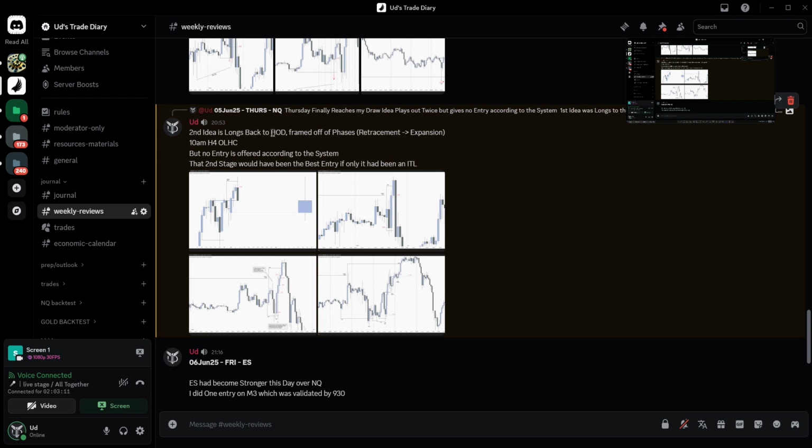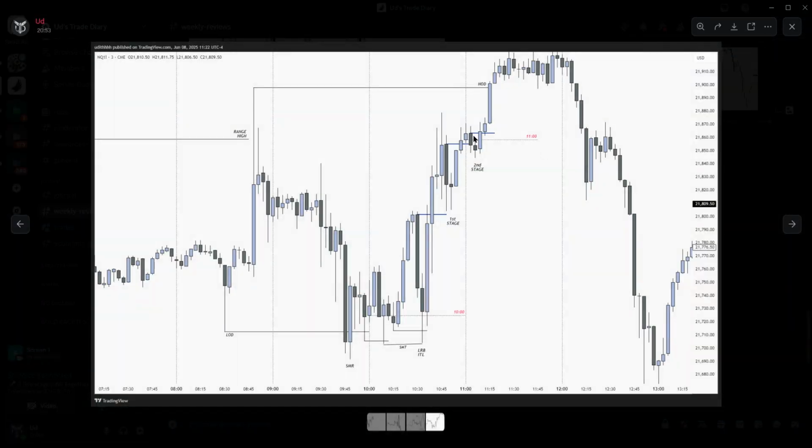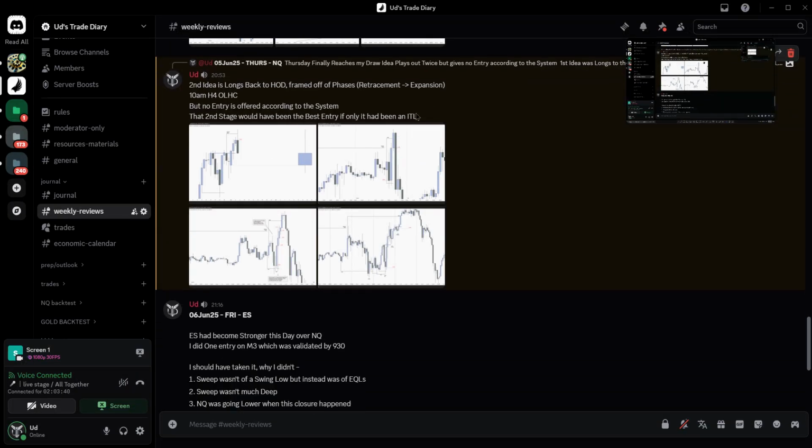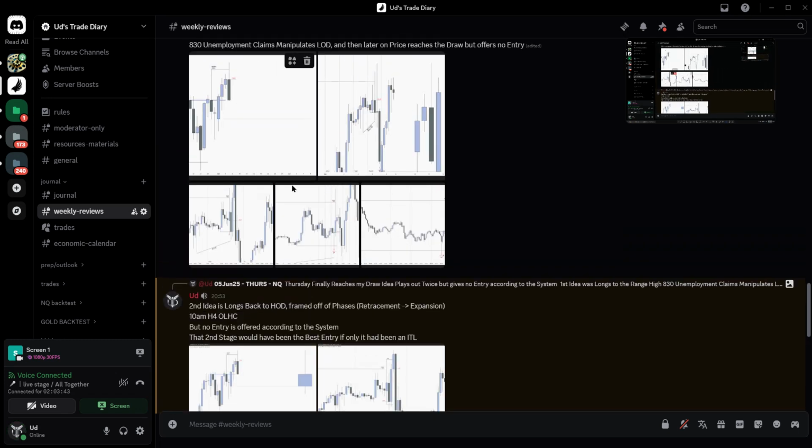Second idea was longs back to high of the day, framed off of phases of price, framing retracement to expansion. 10 a.m. hedge force open low high close, but no entry is offered according to the system. That second stage would have been the best entry if only it had been an intermediate term low, correct? If this had swept the low to the left, or if this low itself was swept in here and then another continuation entry was offered, that would have been the best second stage, correct? Well, it did not, so again letting it go.